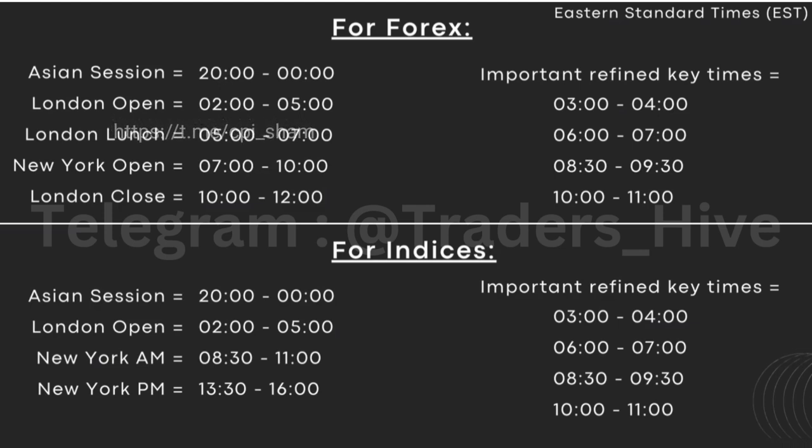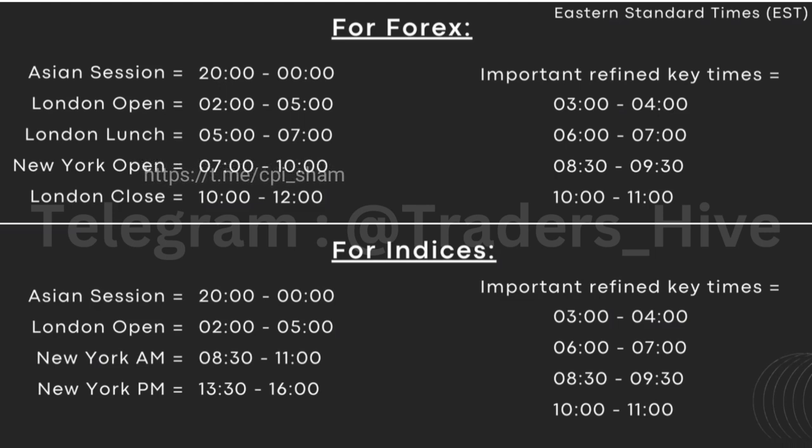Then we've got the London lunch, which is from 5 Eastern Time to 7 Eastern Time, and usually it can be a reversal profile. It can be a reversal profile if London Open reaches the drawn liquidity. And in that case, usually at the 6 a.m. candle time, price purges the 1 a.m. CRT, 4-hour CRT, and reverses from there. Otherwise, it's a continuation of the London expansion.